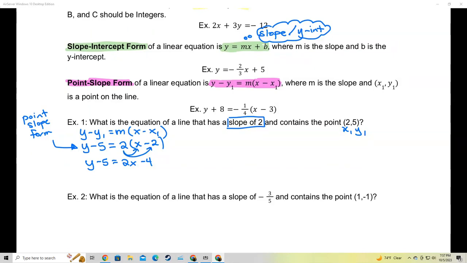That almost looks like y equals mx plus b form. I just need to add 5 to both sides because I want to get y completely by itself. So I'm going to add 5 to the left. I'm going to add 5 to the negative 4 because those are like terms. Okay, these are going to cancel. I get y equals 2x, negative 4 plus 5. That's going to be a positive 1. And this is in slope intercept form, which is exactly what I wanted to do.